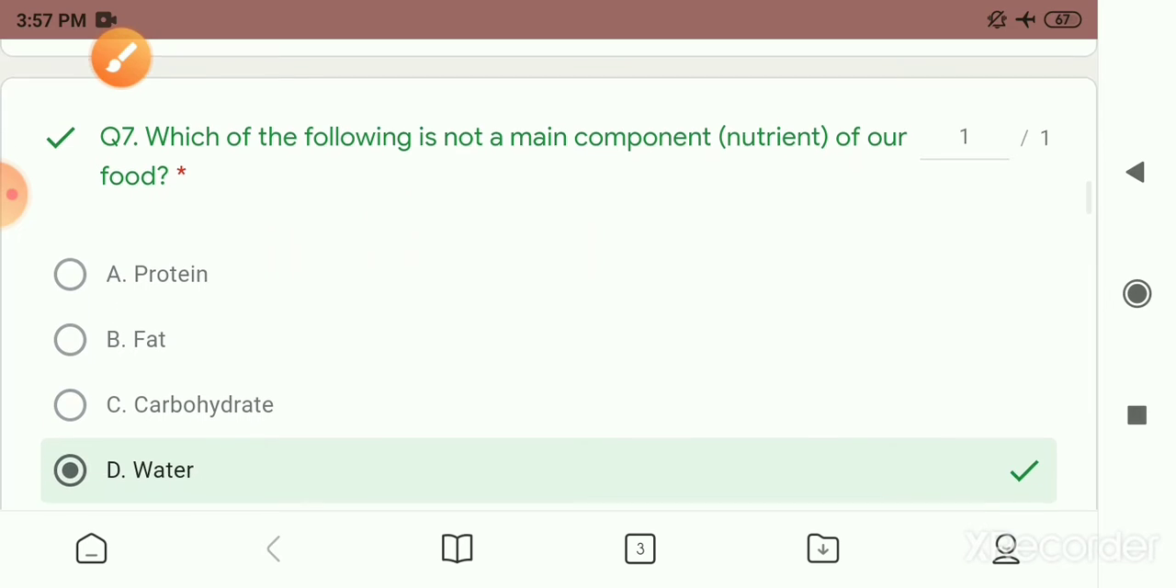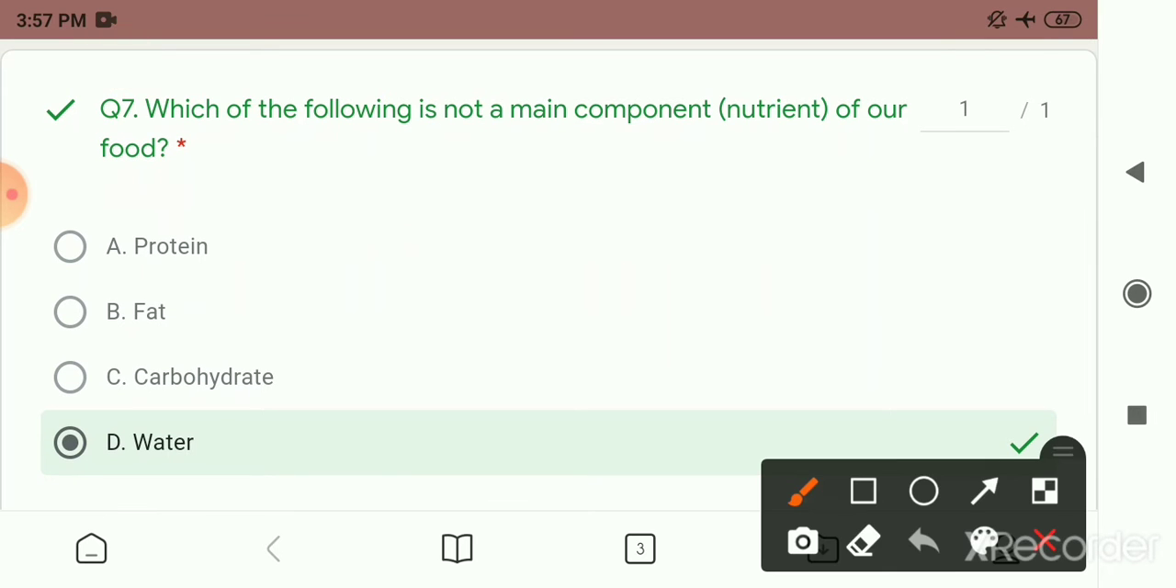The next, seventh number, which of the following is not a main component, or you can say nutrient, of our food? The options are protein, fat, carbohydrate or water. So here your answer is option D, water, same as the dietary fiber. So dietary fiber and water are not the main component, or you can say nutrient, of the food which we are eating.